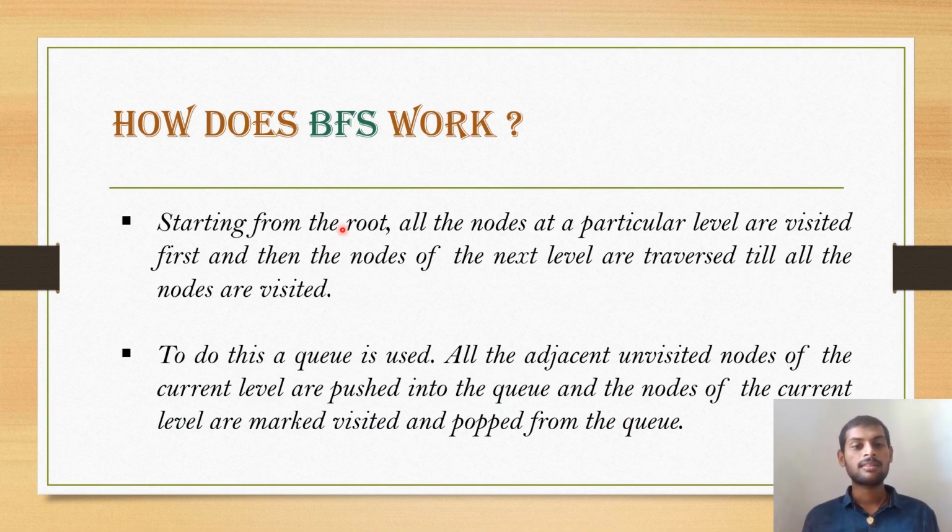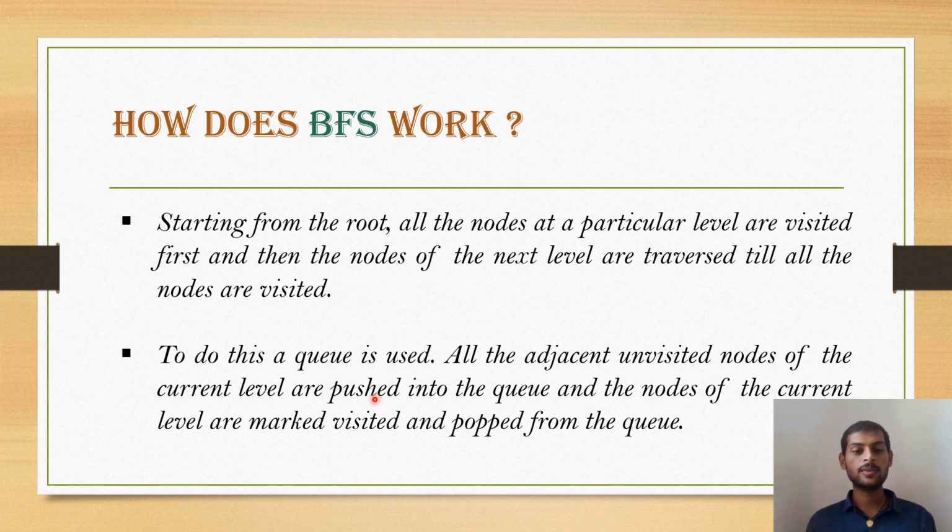Let us consider any one node. We have to start from that node, and first the nodes of the next level are traversed till all the nodes are visited. To do this, a queue is used. All the adjacent unvisited nodes of the current level are pushed into the queue, and the nodes of the current level are marked visited and popped from the queue.